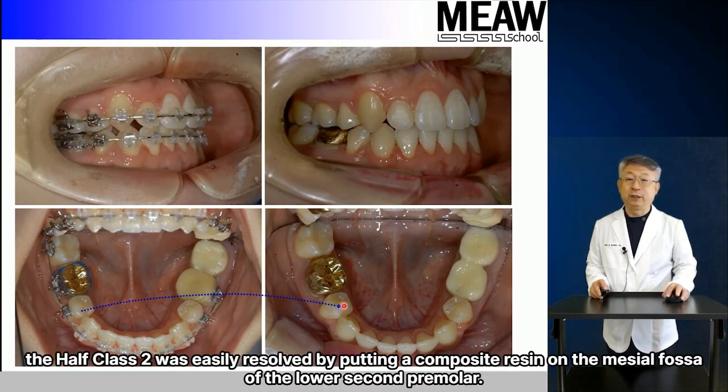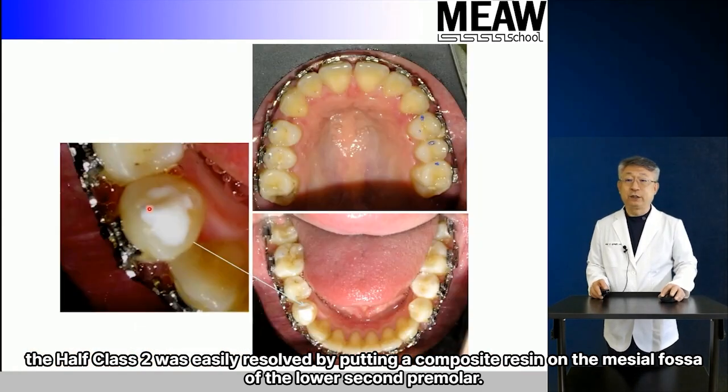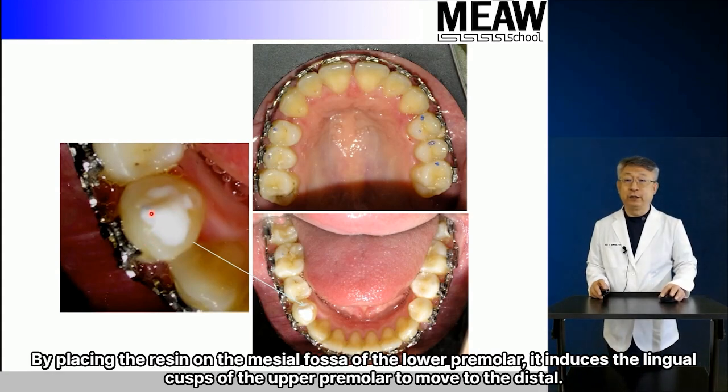The half class 2 was easily resolved by putting a composite resin on the mesial fossa of the lower second premolar. By placing the resin on the mesial fossa of the lower premolar, it induces the lingual cusps of the upper premolar to move to the distal.